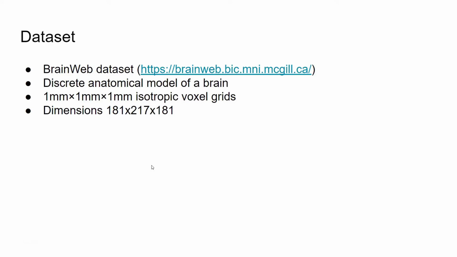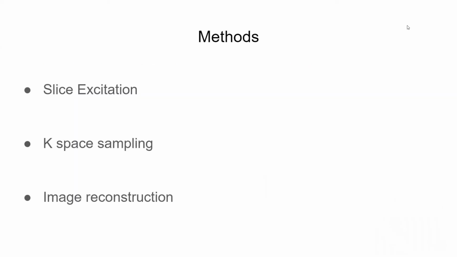For our dataset, we used the BrainWeb dataset, which can be accessed through this link. We considered a discrete anatomical model of a brain, which comprises 1 mm cube isotropic voxel grids with dimensions 181 times 217 by 181.